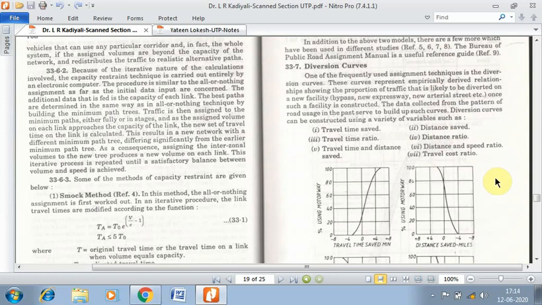Now, this is the frequently used assignment technique by the transportation planners. There are certain curves which represent empirically derived relationships showing the proportions of traffic that is likely to be diverted on a new facility. Now what this exactly means is, suppose you have a route which is connecting zone A and zone B. Now this is the only route that connects them.